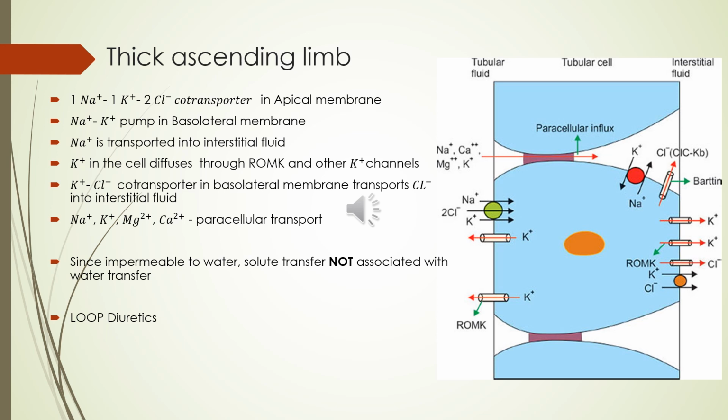See, when such loop diuretics are taken, this sodium potassium 2 chloride cotransporter will be inhibited and the reabsorption of sodium, potassium and chloride ions will not happen. So their concentration in the tubular fluid will increase and therefore the osmolarity of the tubular fluid will also increase. This results in increased excretion of water. So that is how the loop diuretics function.